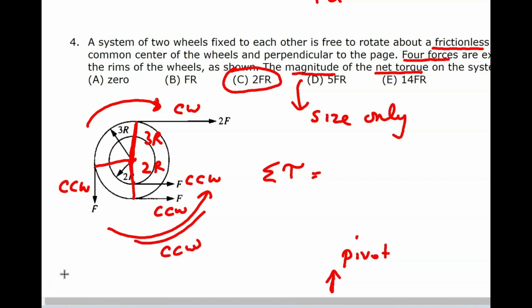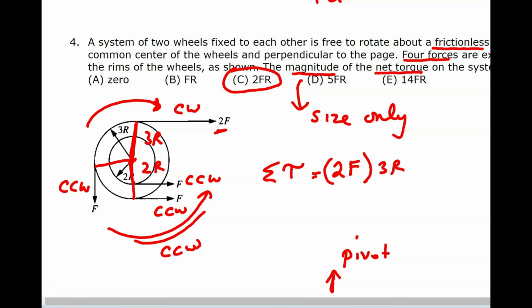That 2F with that big moment arm 3R. So let's do the positive, just like we always do. We do the positives first. So 2F times the moment arm. Take a look at the 2F. That clockwise 2F is acting at 90 degrees, so I don't need the trig, times the moment arm of 3R.